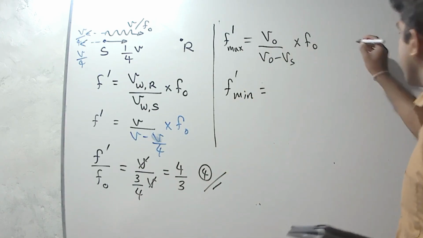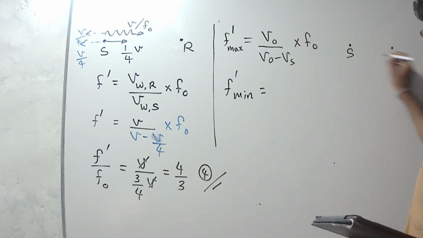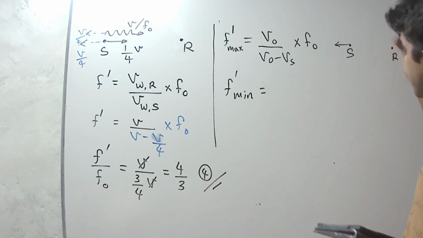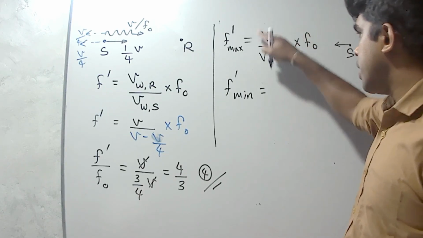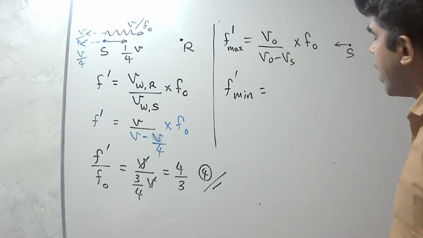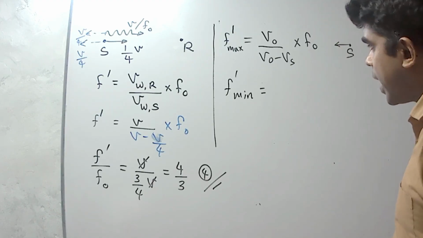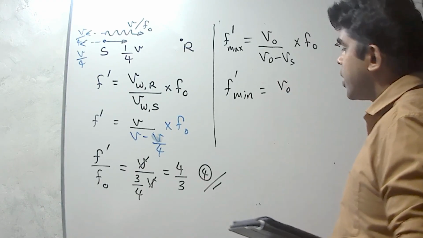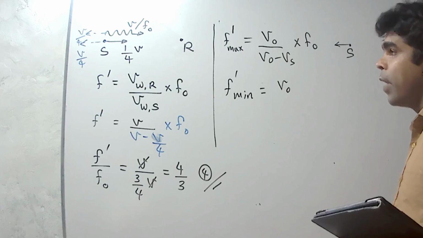Then we can get the minimum apparent frequency. When getting the minimum apparent frequency, I will draw the diagram. The source should be moved away from the receiver. Now, the numerator is the velocity of wave relative to the receiver. The receiver is at rest. Therefore, he can observe V0 velocity. There is no change in the velocity of wave relative to the receiver.